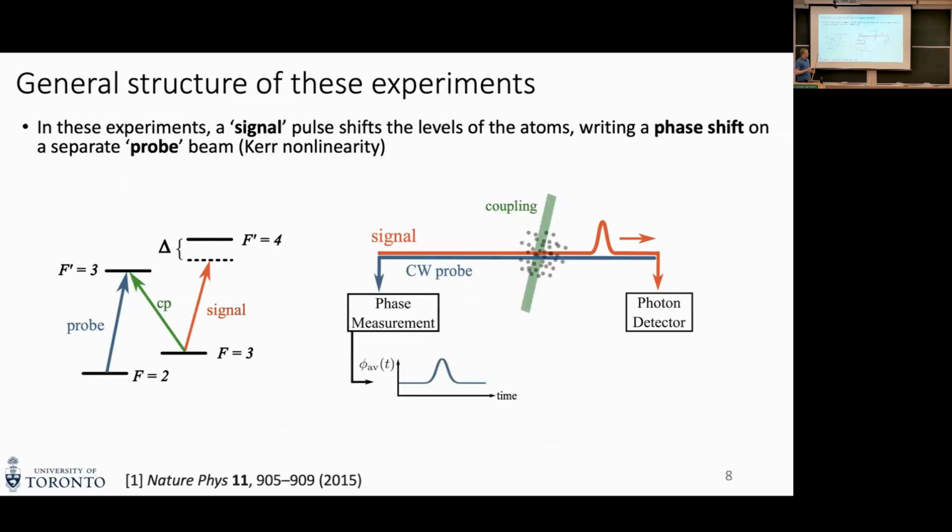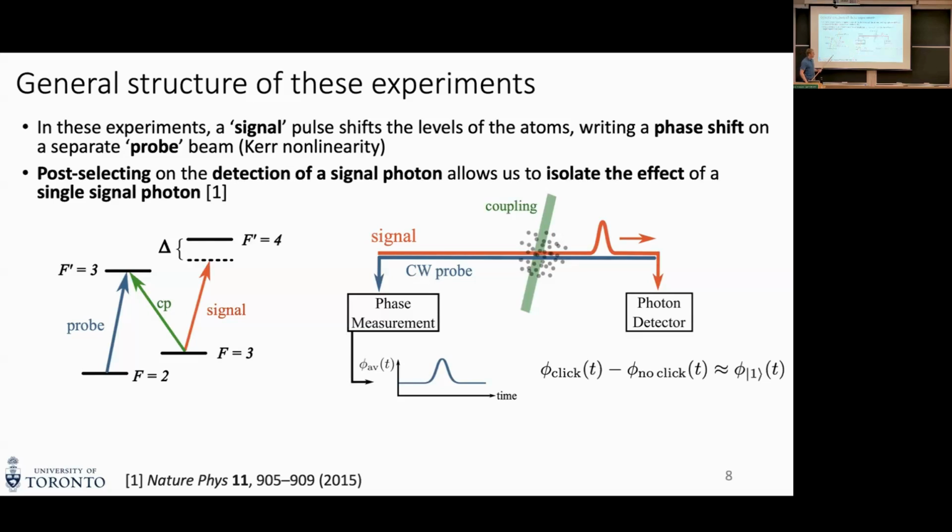I don't want you to pay too much attention to the technical details of this, but essentially the structure of these experiments is that you have some pulse, which we're going to call the signal, which travels through a cloud of atoms and does something to them. In this case, the signal is off resonance, and when it goes through, it shifts the energy levels around a little bit. Then we probe that with a separate beam that picks up a phase shift as a result of that change. This is called a cross nonlinearity, for anyone that's interested.